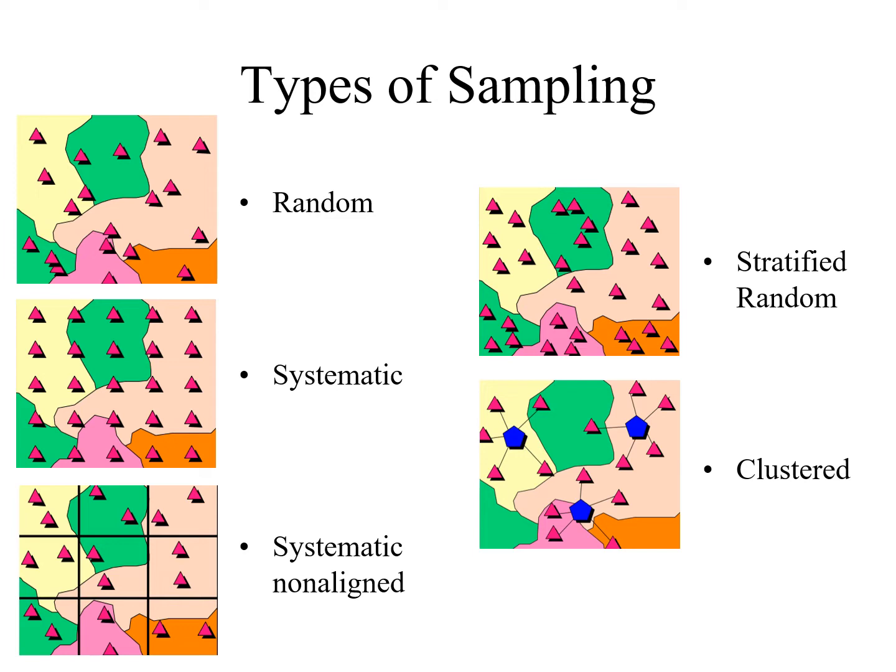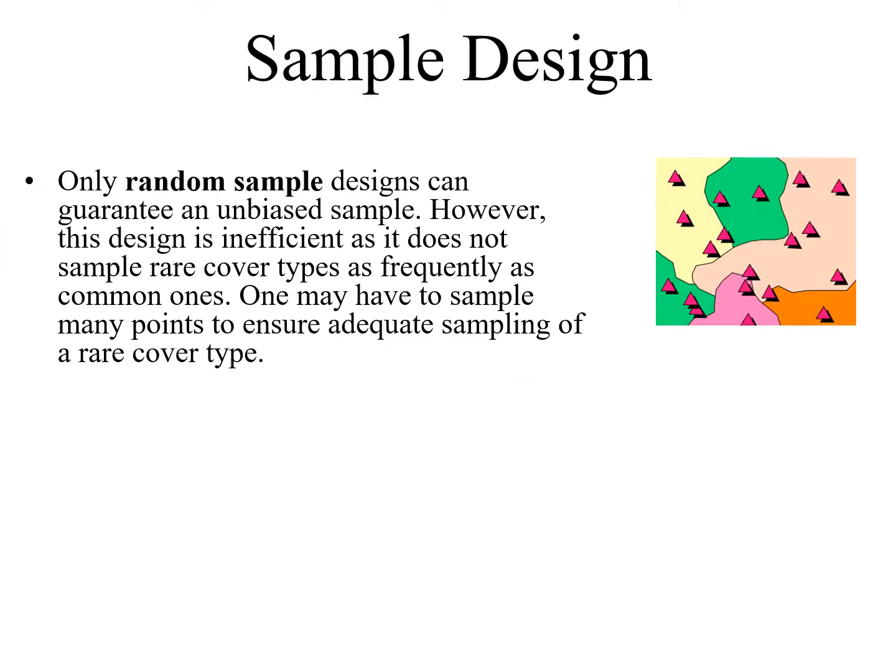I don't remember exactly where I was, but here's a graphic of the different kinds of sampling that you can use. Only random sampling designs can guarantee an unbiased sample. In a random sample design, you simply use a random number generator to pick positions within your study area. You can just do this in Excel. And it's the only one that guarantees an unbiased sample.